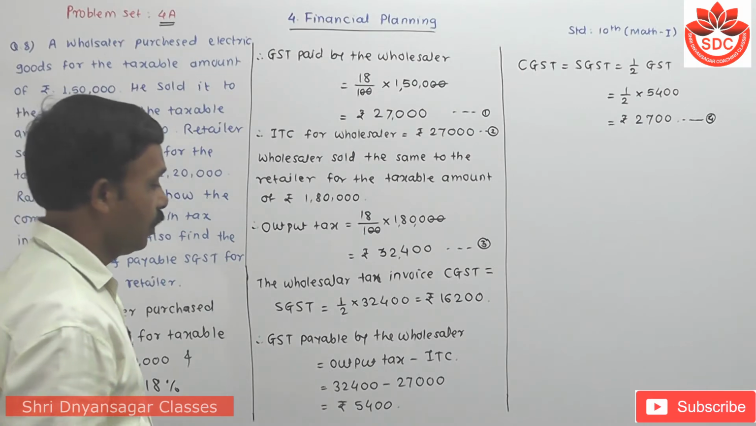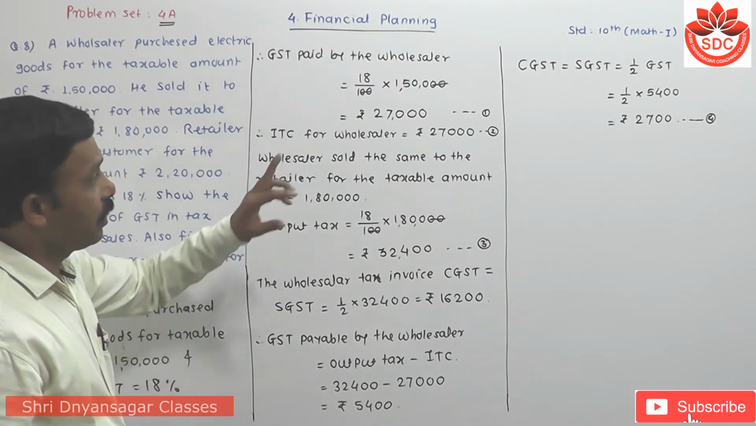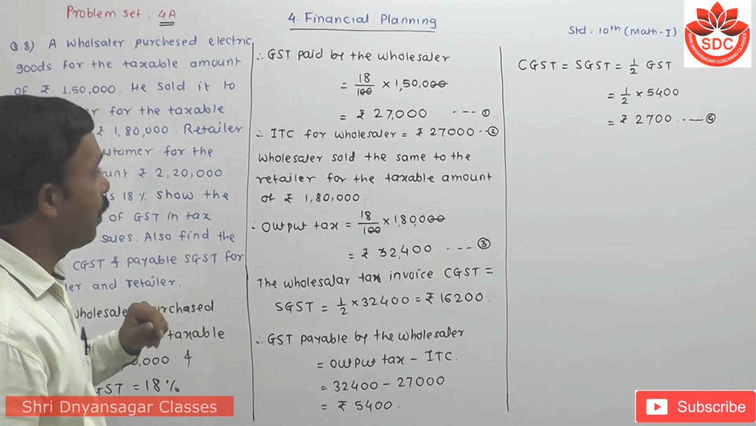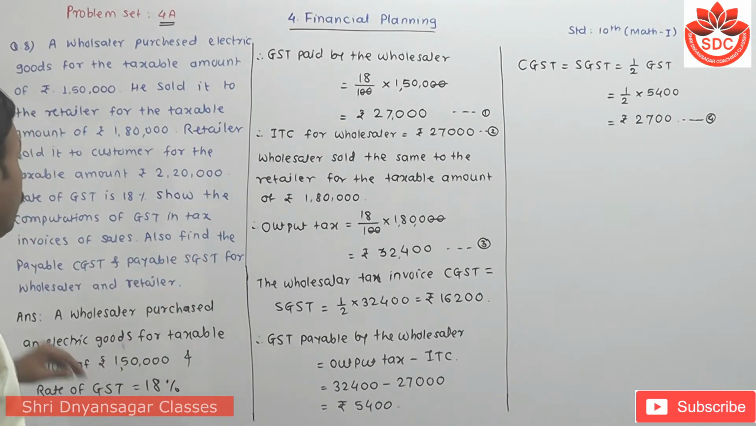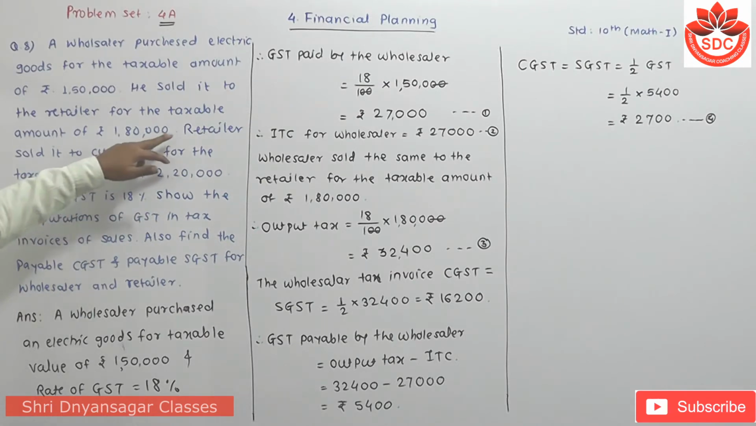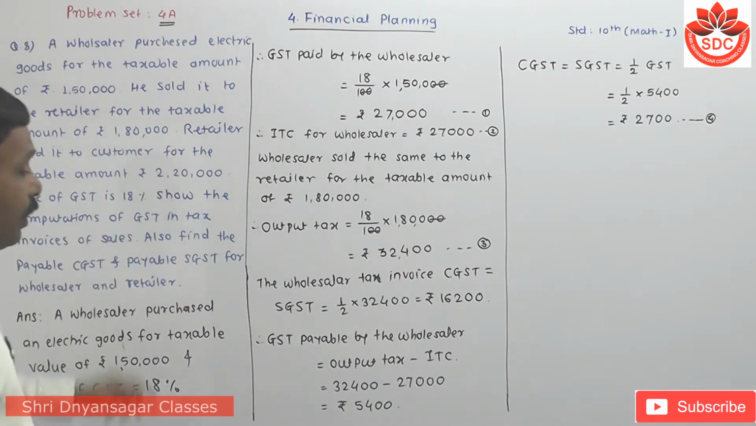Then student, this is CGST, SGST and ITC we have to find out here. Then we have to find for the retailer. This is only for the wholesaler. Then this retailer again sold this to the customer. So we have to find this out for the retailer also.